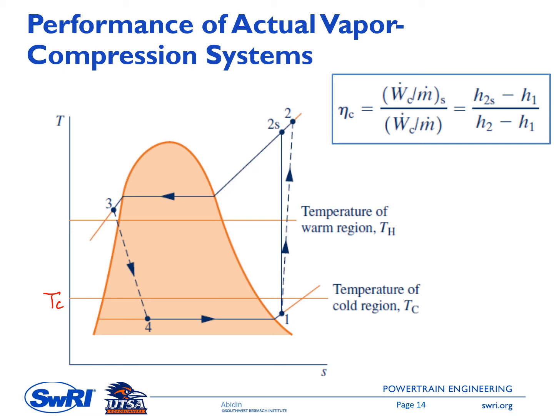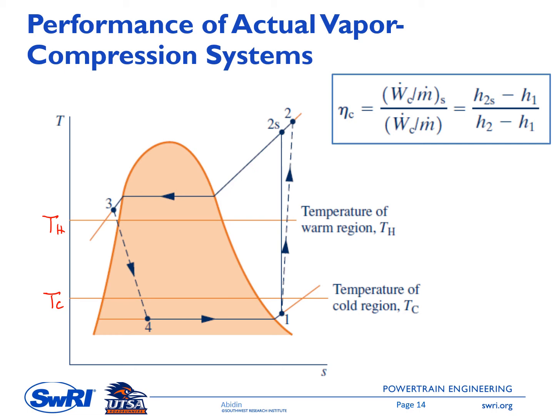And then similarly, to enable the heat transfer from the working fluid to the warm region that has temperature of TH, the working fluid temperature must be higher than TH. So this is TH. This means that T2, T2S, and T3 must be higher than TH.